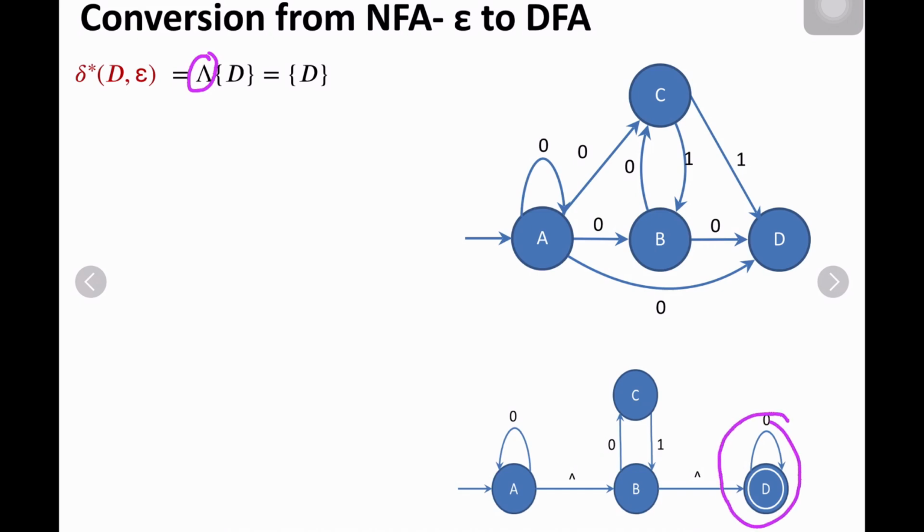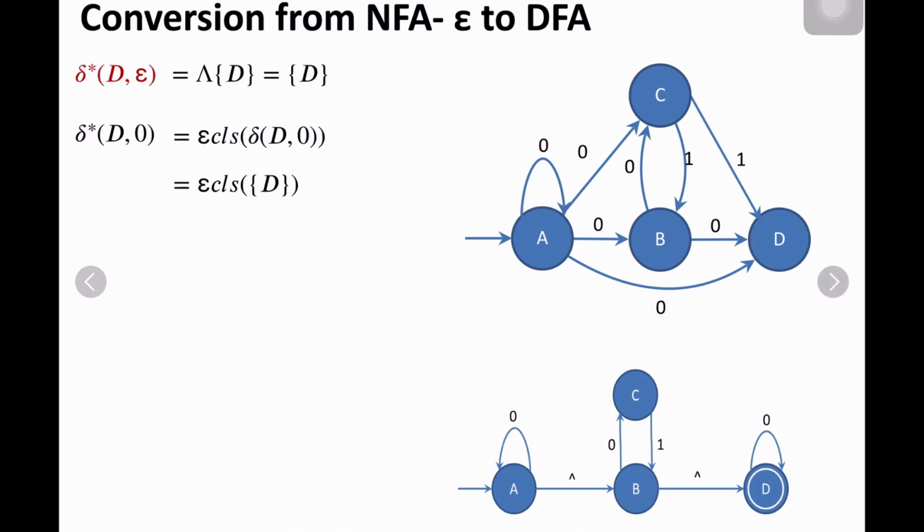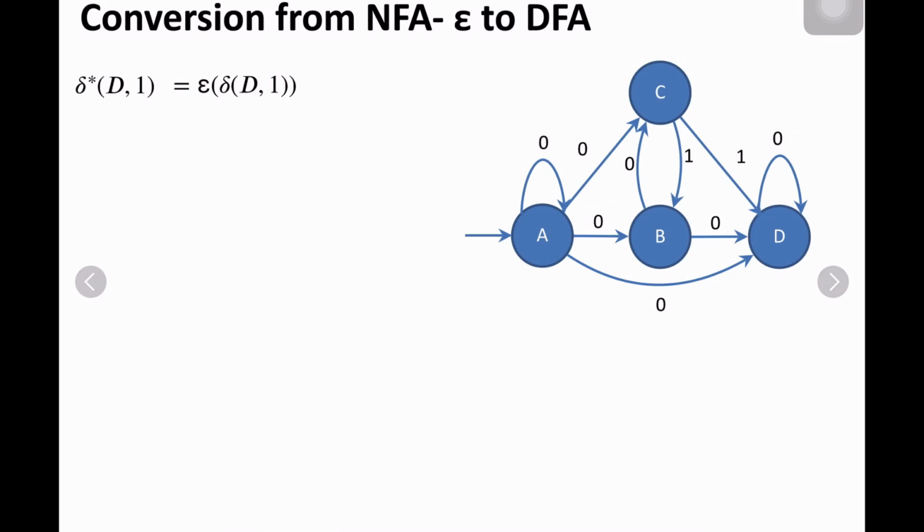Then D on transition, other input is also there, right? 0 and 1, you can take those transitions. D on 0, it will go to epsilon closure of D on 0, that is D itself. So D on 0 goes to D itself. So D on 1, there is no input in this case. There is just no transition.